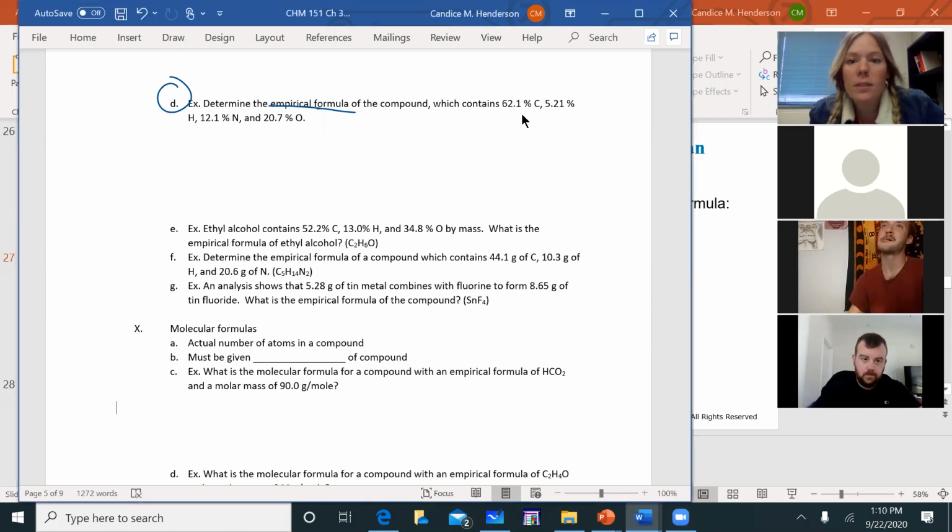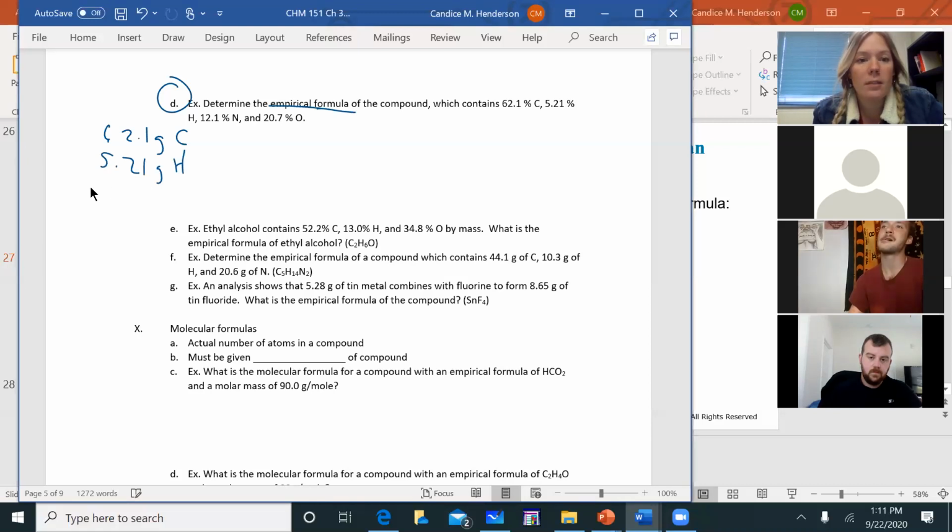In this one, I have 62.1% carbon, and I can assume that it's also 62.1 grams, because I take into account a 100 gram sample. So this is of carbon. I have 5.21 grams of hydrogen, 12.1 grams of nitrogen, and 20.7 grams of oxygen.